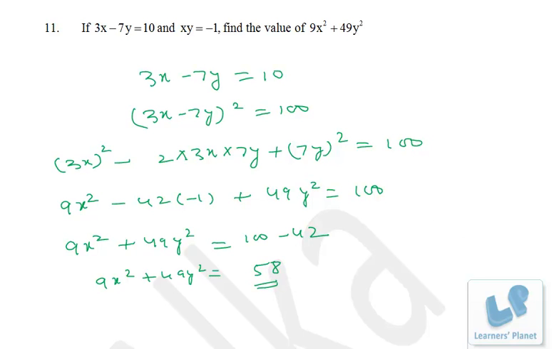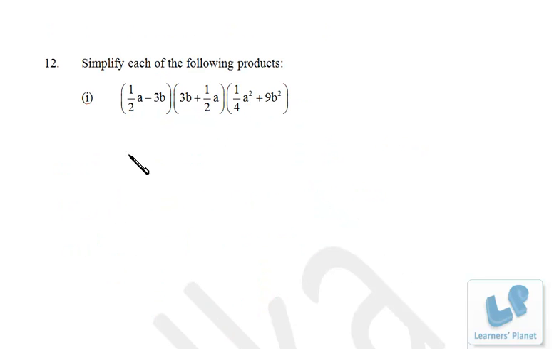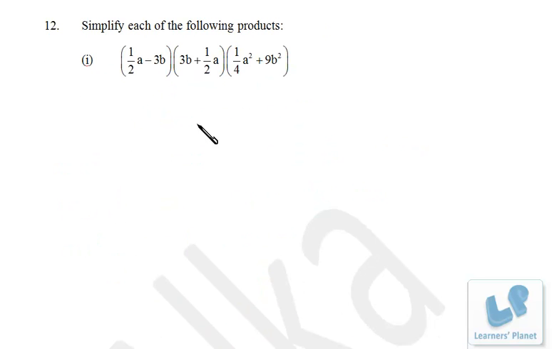Isn't it very simple? Just a bit of practice and you will be very clear about all these sorts of problems. Now friends, let's see the next pattern of question. Here we have to simplify this product. Now a bit of observation is needed. See, this is 3b + ½a, and this is ½a − 3b.